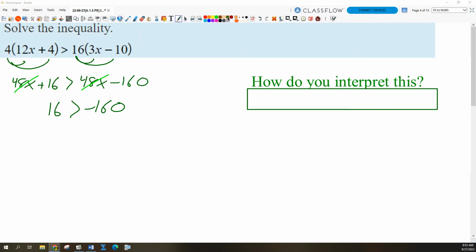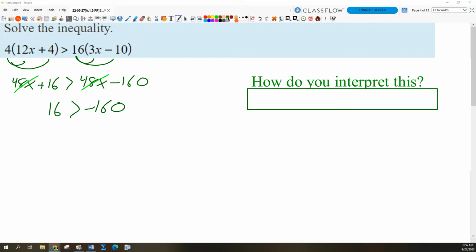Trenton, how do you interpret that? What do you think? 16 is greater than negative 160. So it is true, right? Okay, so if it is true, what's the solution to this inequality then? Not sure? Anybody want to hazard a guess on that? Okay, or then you got an idea? What do we do with equations if the variables went away and we got a true statement? What did that mean?